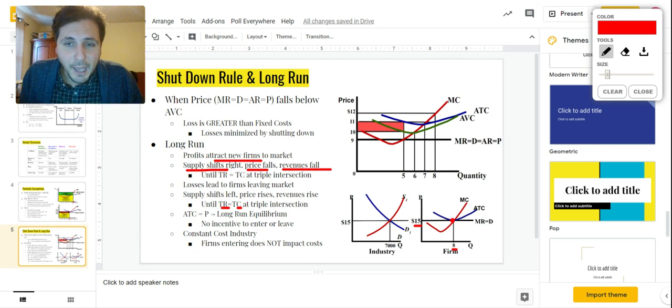At the same point, my average total cost is also 15. My quantity is still 8, so it's also $120 for total cost. So total revenue equals total cost. My profits are 0, right? In other words, we have a normal economic profit.